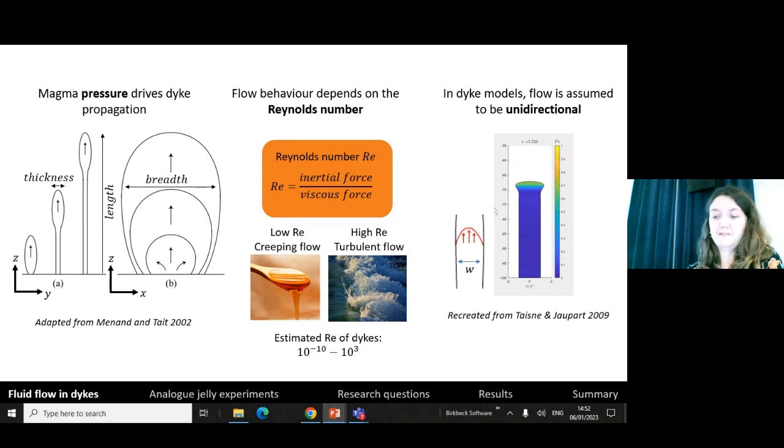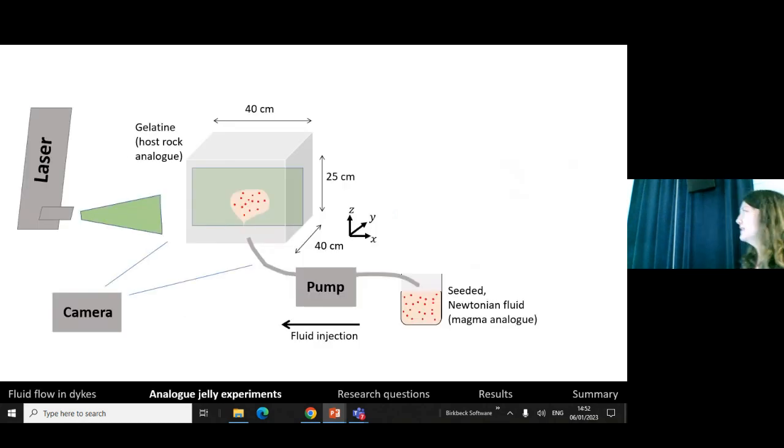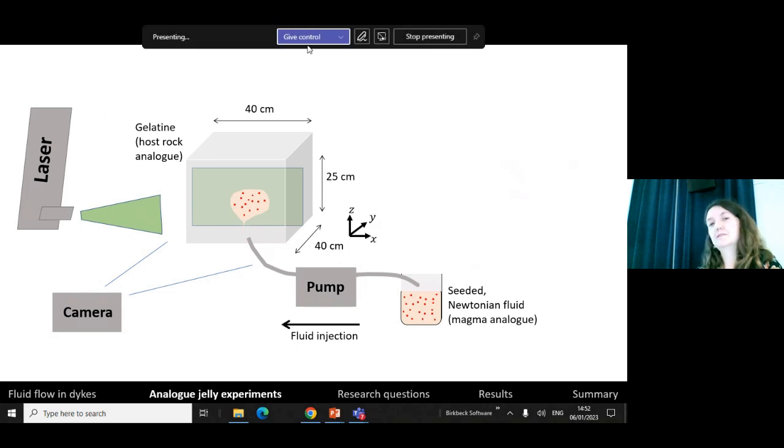So we investigate this using our analogue experiments. Shown here is a schematic of our analogue experiments where we inject a Newtonian fluid, which is a magma analogue, into transparent gelatin, which is an analogue for the elastic host rock. And the fluid is seeded with tracer particles, and we illuminate the plane of the dike growth with a laser sheet. When illuminated, these particles fluoresce, and then we record them with a camera so that we can view how the fluid is moving and what the internal motions look like.